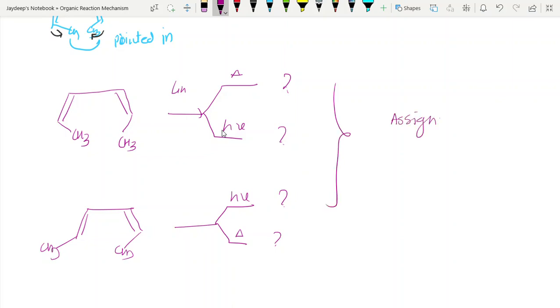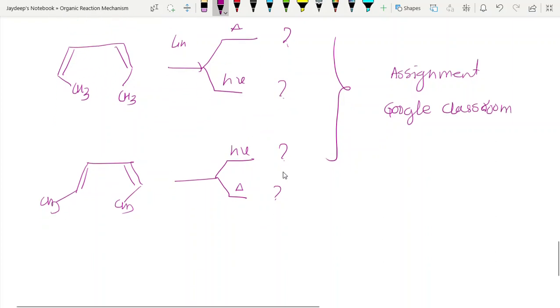Assignment. Students should submit on Google Classroom. The assignment should be submitted on Google Classroom. Write down the structure on your plain paper and then take a photograph and upload it on Google Classroom. Okay.